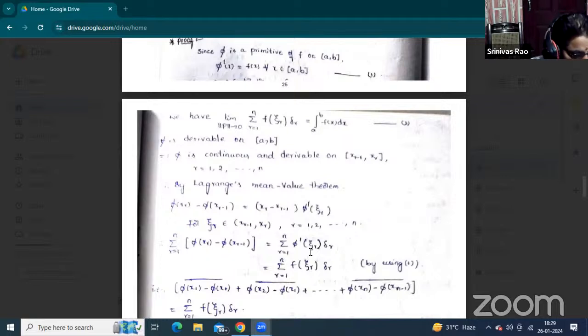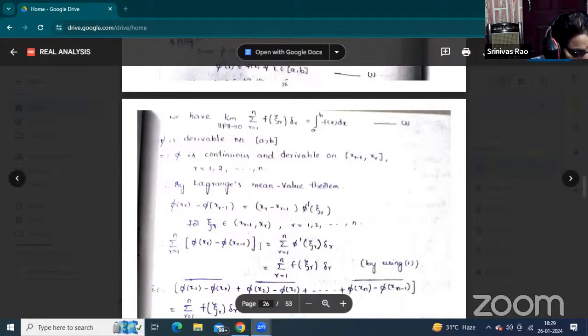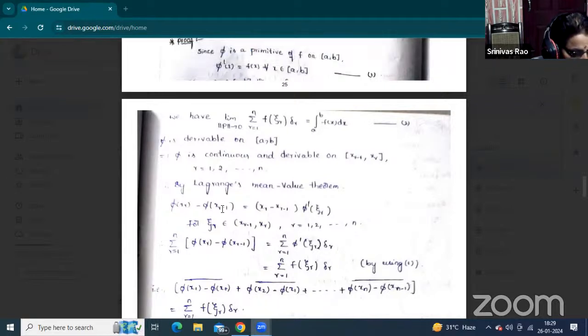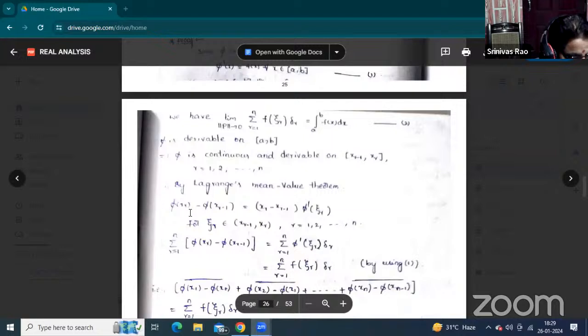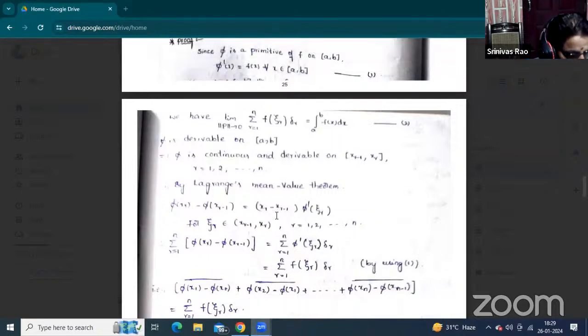We are applying summation on both sides, summation r equal to 1 to n, in the Lagrange mean value theorem representation. That is summation r equal to 1 to n of phi dash of zeta r times delta r, where x r minus x r minus 1 is denoted by delta r.